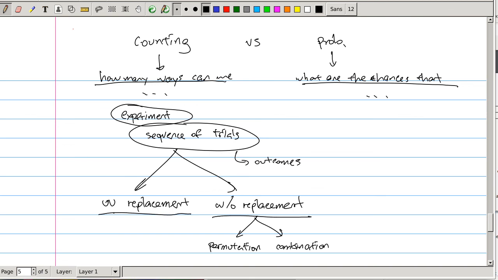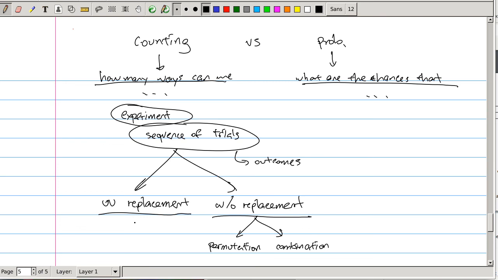In the case you land on this side of with replacement, then usually it becomes just a power thing. It would be the number of outcomes per trial to the power of the number of trials. That becomes the total number of possible outcomes from the experiment itself, and in this case, it is typically a problem where ordering is important.